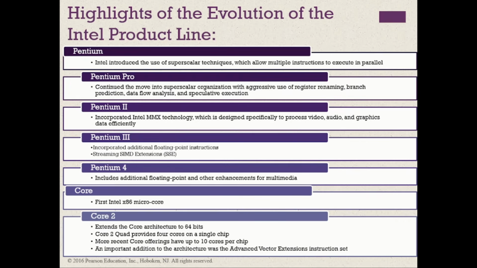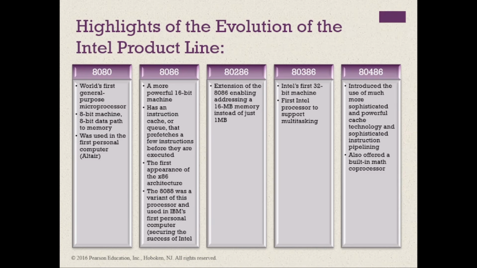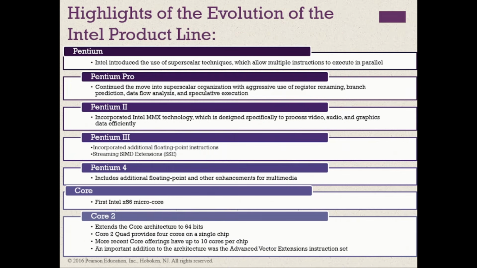It is called Pentium. Pen means 5, as in pentagon. So Pentium should be 8586. As you can recall, 8286, 8386, 8486. So Pentium actually is 8586. And then next in the continuation we have the Pentium Pro. The Pentium Pro continued the move into superscalar organization begun with the Pentium, with aggressive use of register renaming, branch prediction, data flow analysis, and speculative execution.